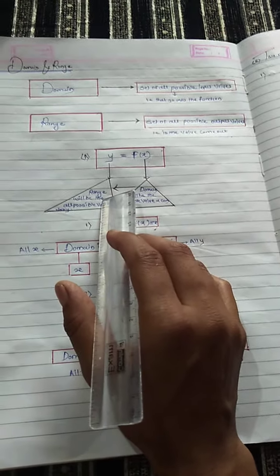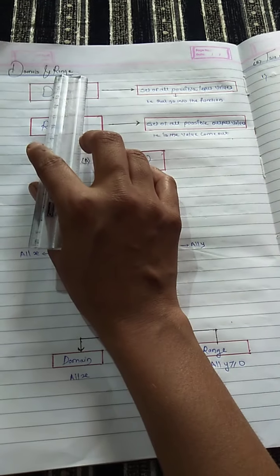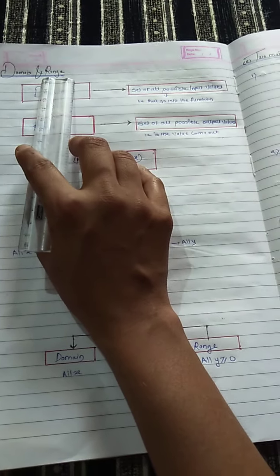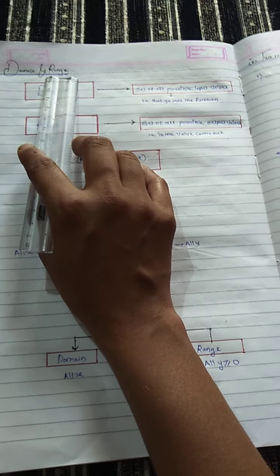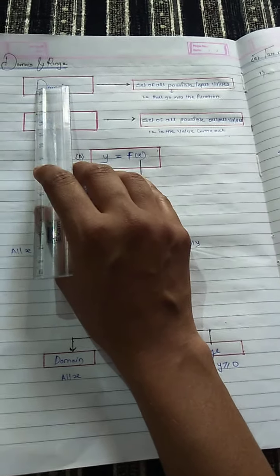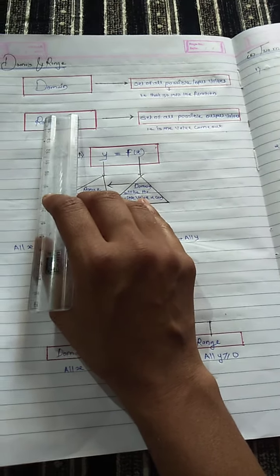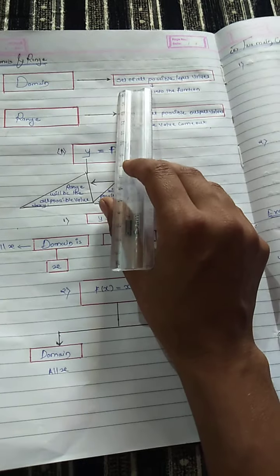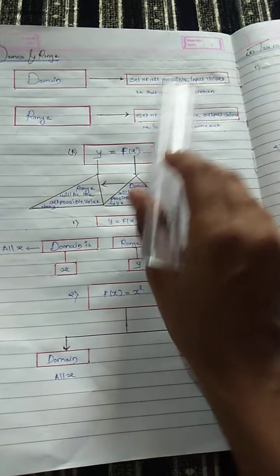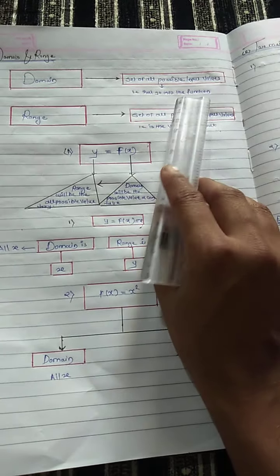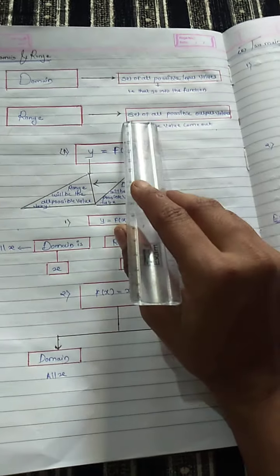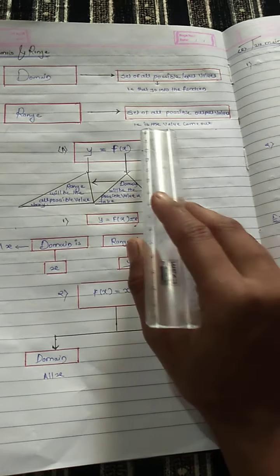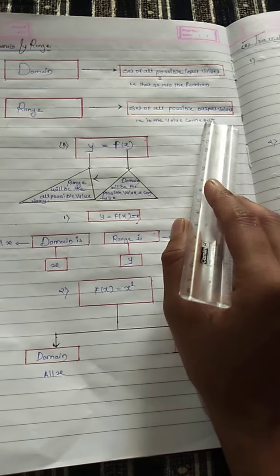So we will discuss domain and range. Domain and range is the most important concept in function. What is meant by domain and what is meant by range? In simple words, domain is the set of all possible input values that go into the function, and range is the set of all possible output values, that is, the values that come out.